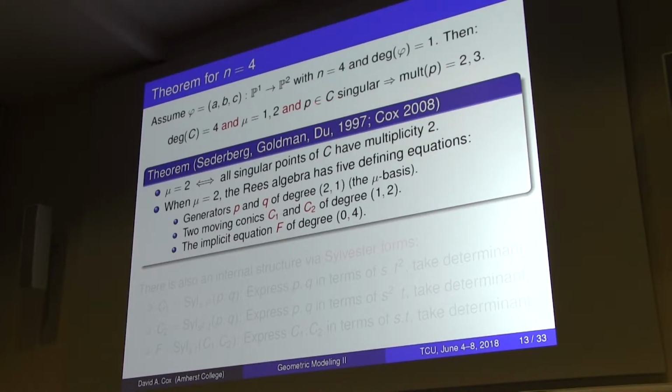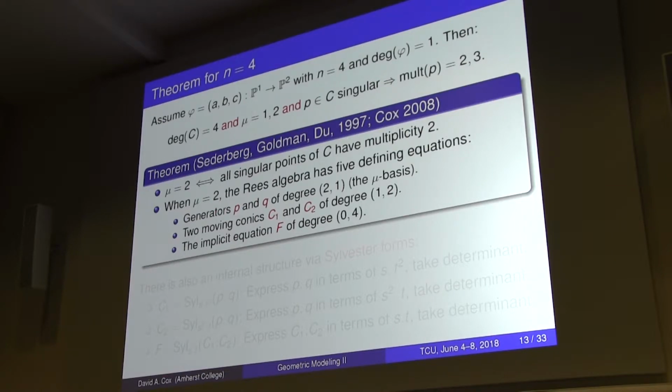And in this case, if you have a singular point, the only possible singularities have multiplicity 2 or 3. And it turns out that mu is 2. So this is a result of Sederberg, Goldman, and Du, that mu is 2 if and only if the singular points all have multiplicity 2. And also, it turns out that, in their papers, they identified these guys.